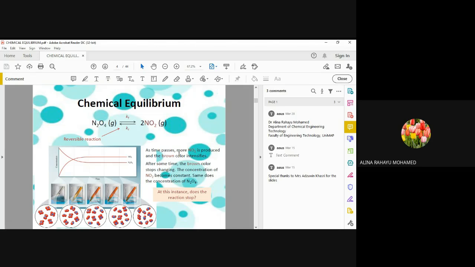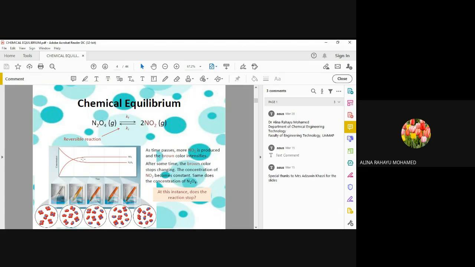As time passes, more NO2 is produced and the brown color intensifies. If we increase time, the forward reaction, NO2 formation, increases. The brown color indicates the formation of NO2. The more NO2, the more the brown color intensifies, which means the concentration of NO2 increases over time.